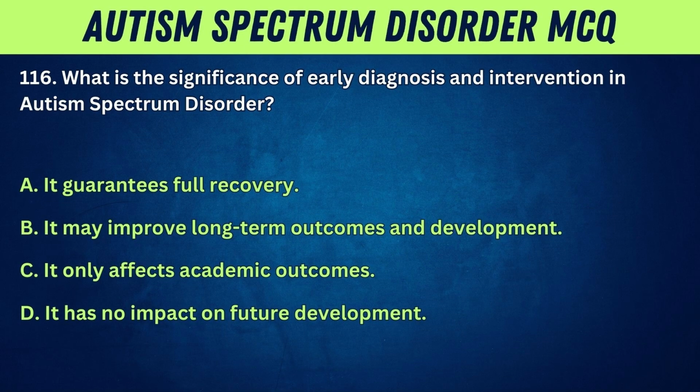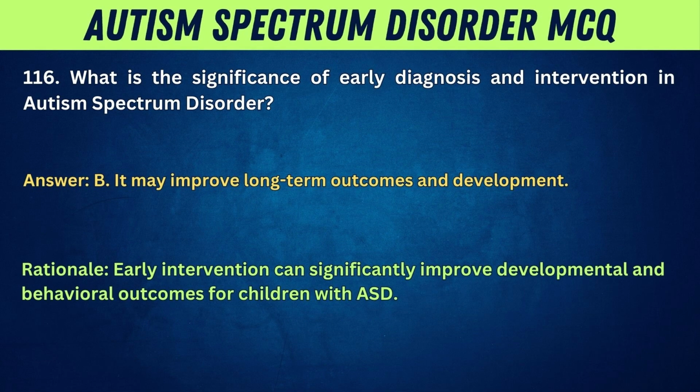116. What is the significance of early diagnosis and intervention in autism spectrum disorder? A. It guarantees full recovery. B. It may improve long-term outcomes and development. C. It only affects academic outcomes. D. It has no impact on future development. Answer: B. It may improve long-term outcomes and development. Rationale: early intervention can significantly improve developmental and behavioral outcomes for children with ASD.